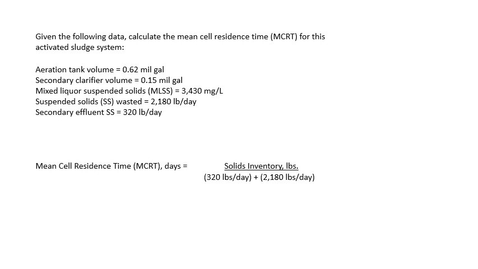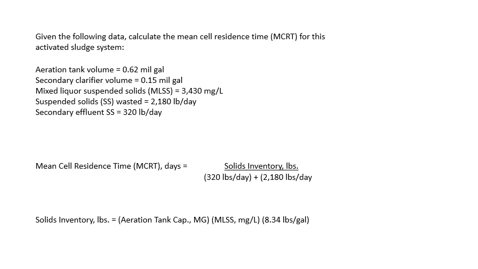So we're going to go ahead and plug in that 320 pounds per day plus the 2,180 pounds per day into our formula. So we need to solve for the solids inventory in pounds. The formula for solids inventory in pounds is equal to the aeration tank capacity, million gallons, plus the MLSS, milligrams per liter, times 8.34 pounds per gallon. So they've given us our aeration tank volume of 0.62 million gallons.